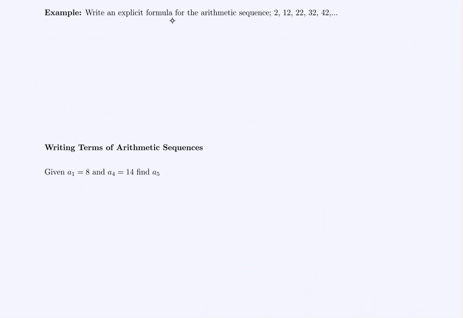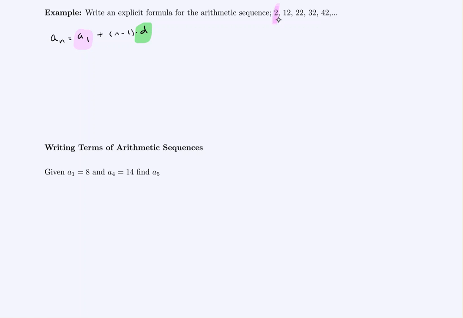Next, we're asked to write an explicit formula for the arithmetic sequence 2, 12, 22, 32, 42. We know the formula is of this form. So what do we need to fill in the formula? Well, we need to know the common difference, and we need to know the first term. Now the first term is easily spotted right there from the sequence, and we can also find the common difference.